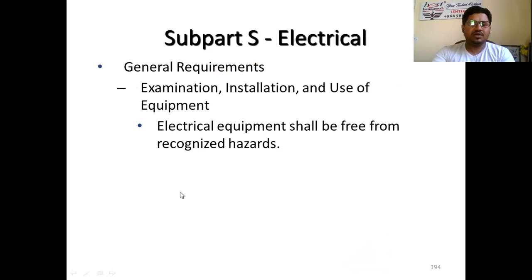So what is Subpart S all about? Electrical. Again, the important part is what kind of electrical hazards will be there, and how things could be kept under control. The general requirements are the required examination, installation, and use of equipment. Electrical equipment shall be free from any recognized hazards. This is the key goal.